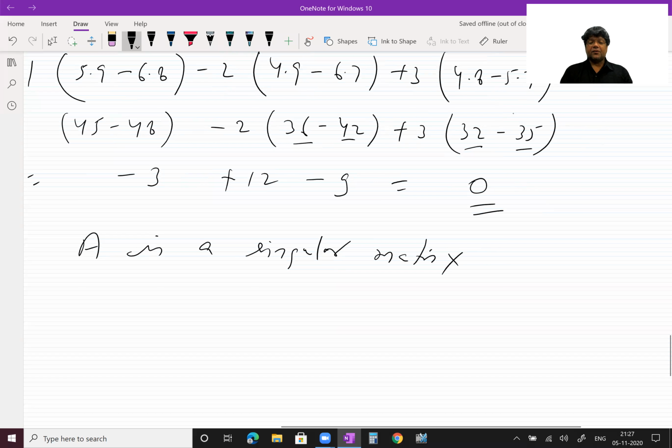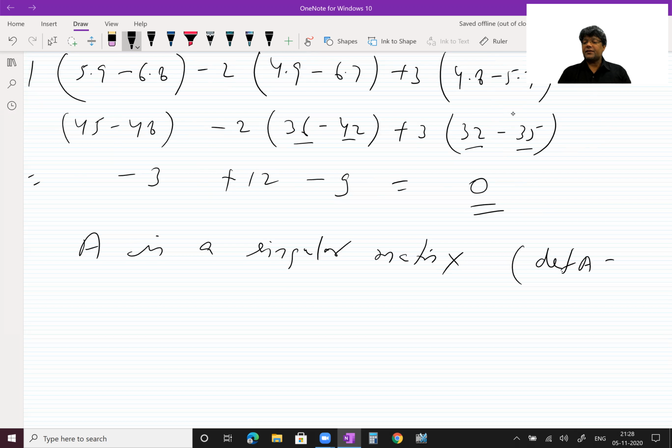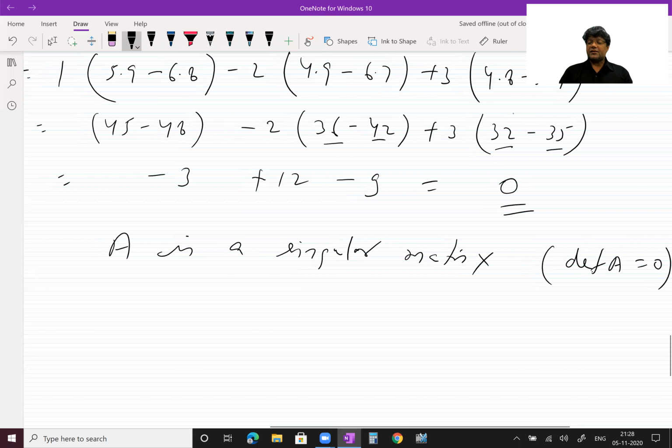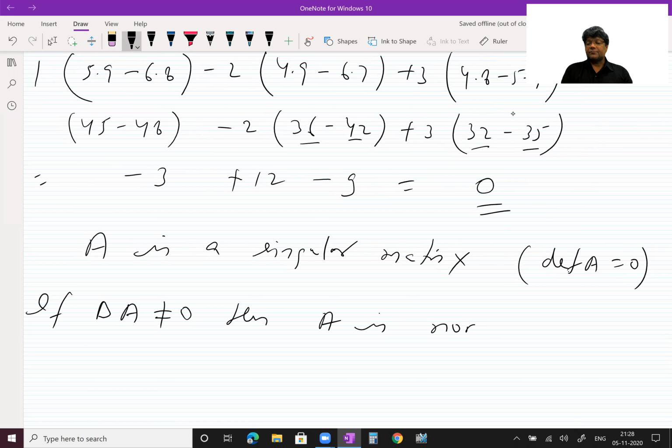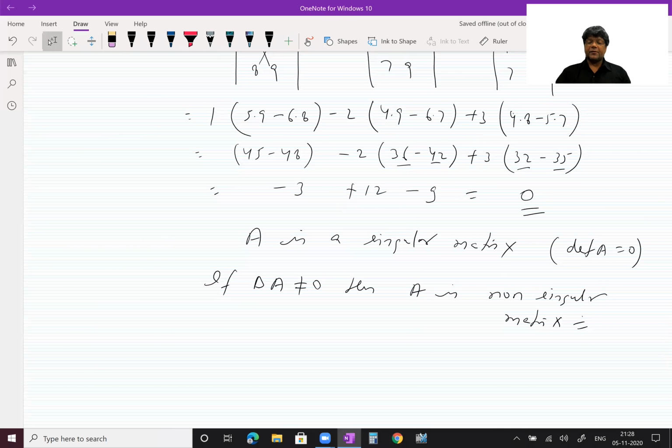Why, sir? Because delta A, or det A, or absolute A, is equal to 0. And if delta A is not equal to 0, then A is called a non-singular matrix. All these things you have seen, guys. It may be any positive number, it may be any negative number as well.